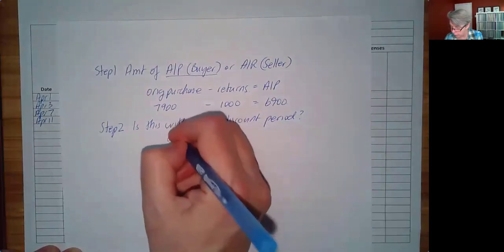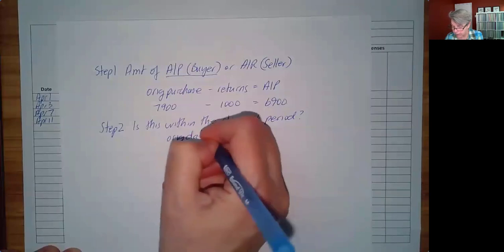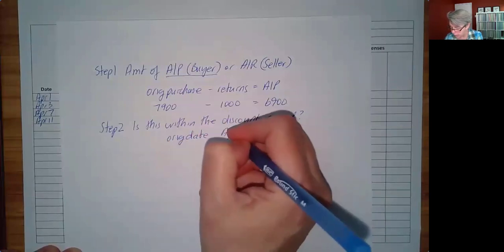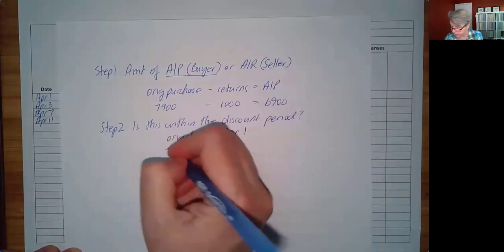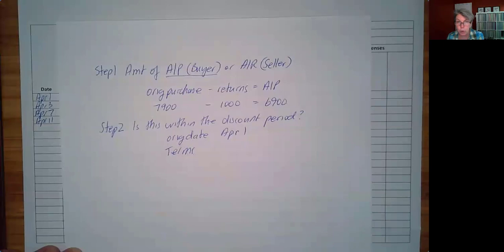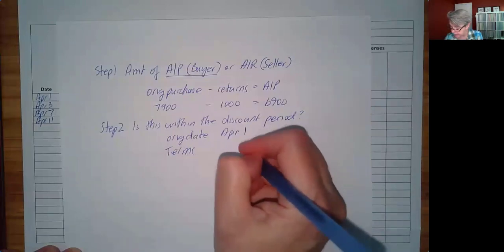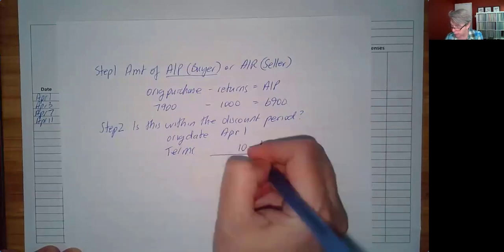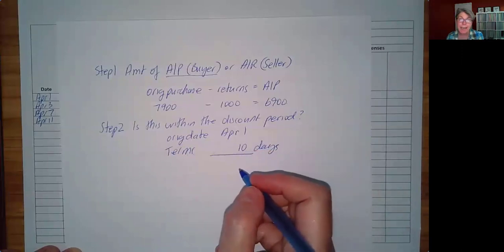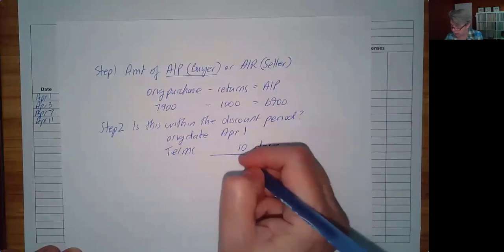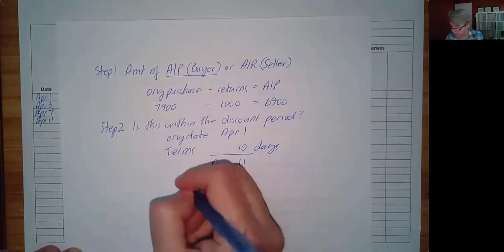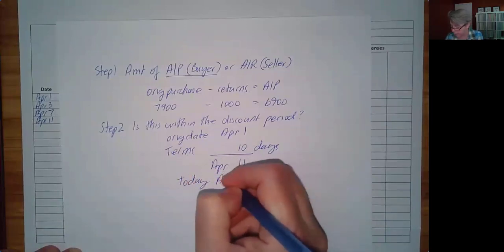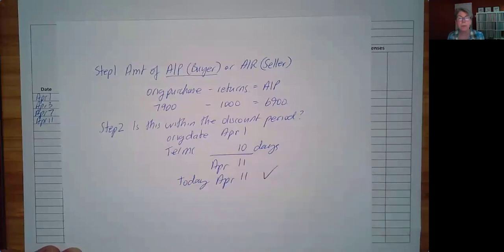We have to look at the original date. In this case, that original date was April 1st. Then we look at the terms. And these terms were 2/10. So we had 10 days. And if we add those two together, it will tell us on what date we actually have to make the payment in order to take the discount. So that's April 11th, midnight. And what's the date today? It's April 11th. So we can take the discount, which is excellent.